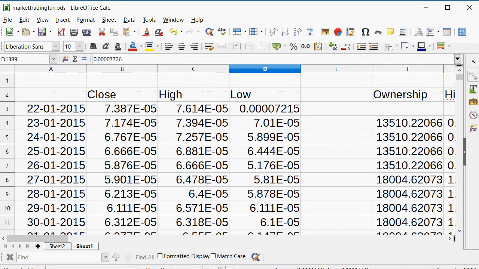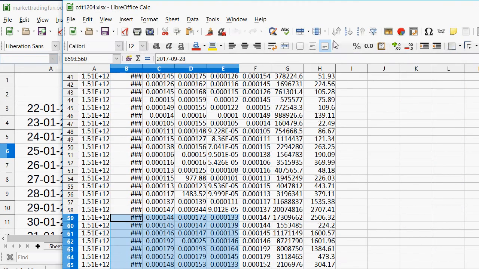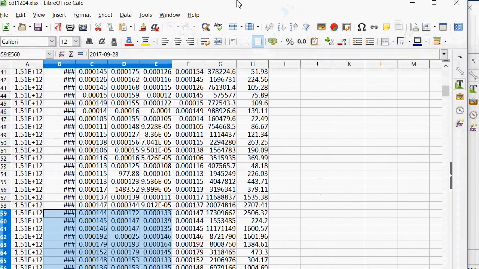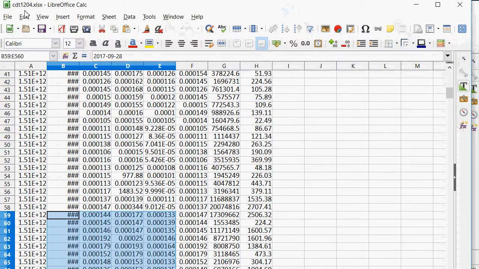So what I do in here, I got date, close, high, low. So therefore, whenever I get the data from Crypto Compare, which is where I'm getting the data from, I'm going to show you an example of a code I just downloaded called CDT1204.XLSX.